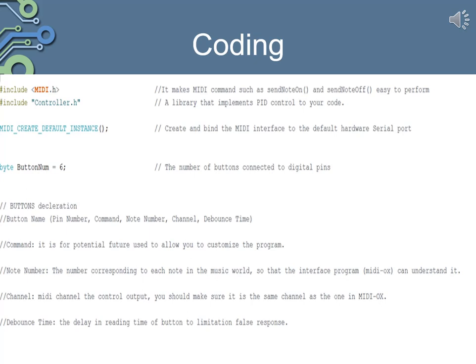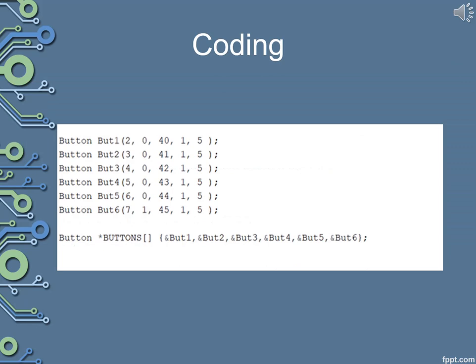debounce time, where the command is for potential future use to allow you to customize the program. Note number is the number corresponding to each note in the musical world so that the interface program MIDI-OX can understand it. Channel means the MIDI channel of the control output. You should make sure it is the same channel as the one in MIDI-OX. Debounce time is the delay in reading time of the button to limit false responses, and the suitable value is 5. We define all buttons the same.